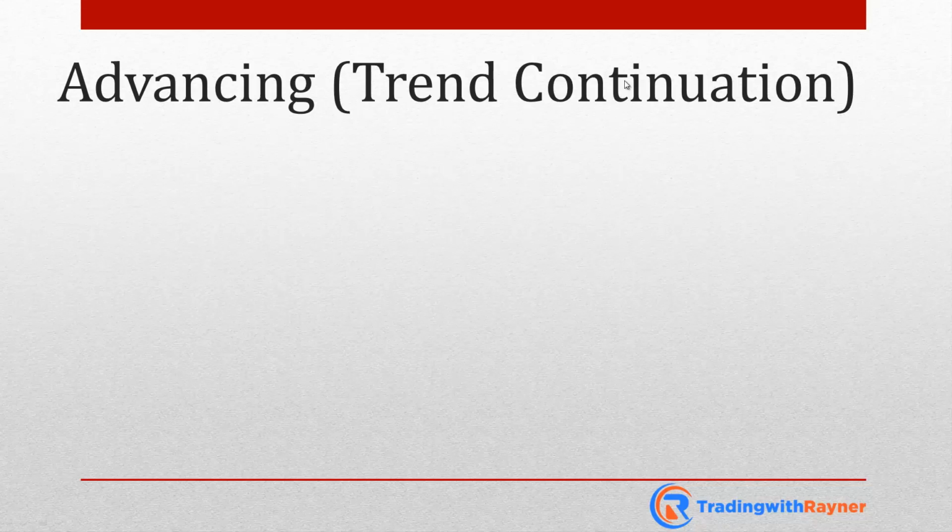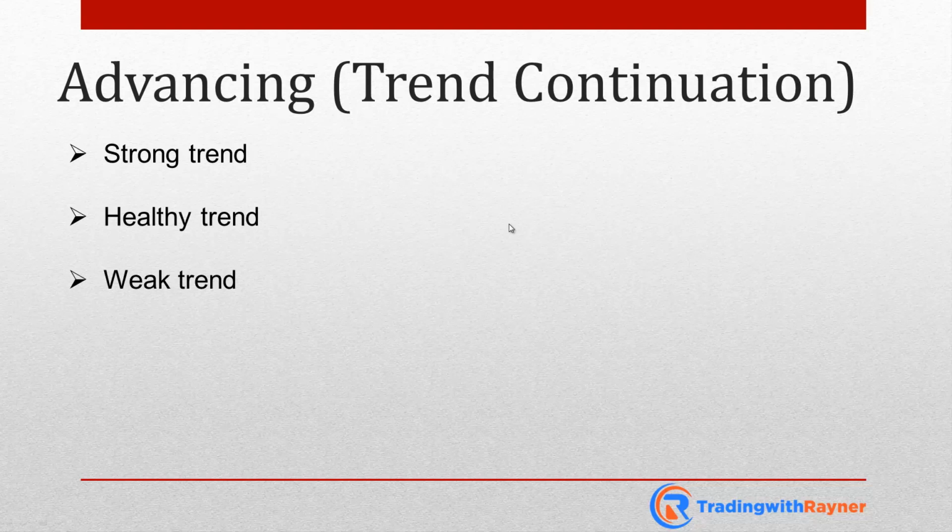So how do you trade the advancing stage? The advancing stage is generally an uptrend. And as you know, not all trends are created equal, because you have a strong trend, a healthy trend, and a weak trend. So the first thing that you do when you know that the market is in an advancing stage is to determine what type of trend this is. Is this a strong trend? Is this a healthy trend? Or is this a weak trend? Let's look at them in more detail.